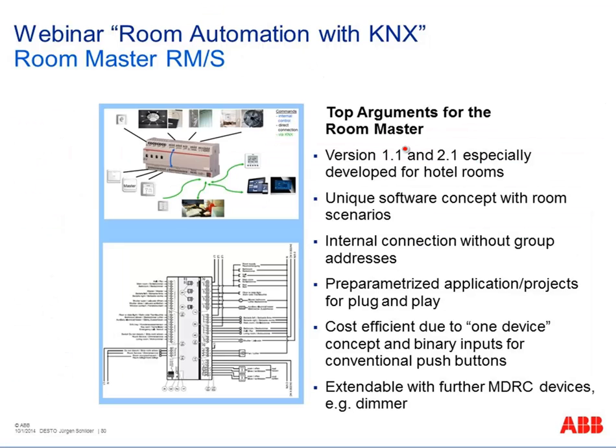Good, and here the comparison about these room masters, the top arguments, the version 1.1 and the version 2.1 with all this lot of inputs and outputs, and including our fan coil actuator, developed especially for hotel applications. To control fan coil units and to switch, for example, the lights, socket outlets and so on. So we have the software concept of these room scenarios only in these room masters, not in other KNX devices.